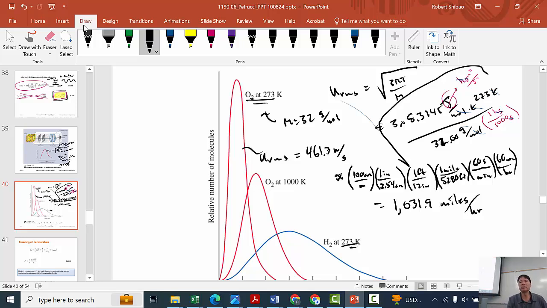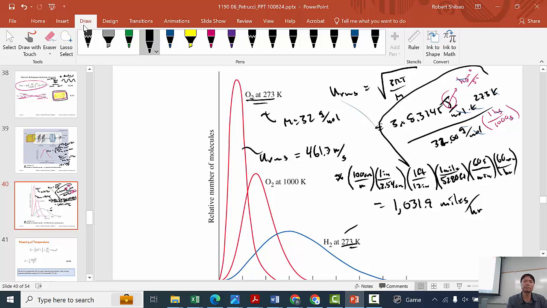Now, helium's moving way faster. Helium's moving way faster because it's much lighter. In fact, helium is how much lighter? So 32 divided by 8 times lighter? No, 4 times lighter. Helium's 4 times lighter. And so if we take the square root of 4, that's 2. And so helium's moving like twice as fast, 2,000 miles an hour.